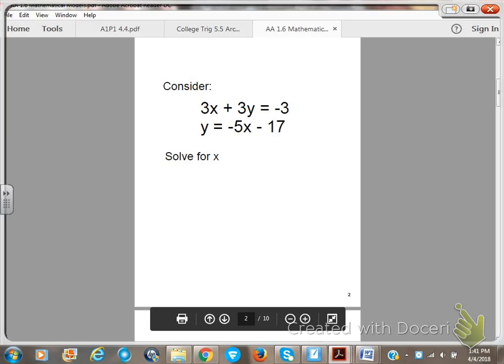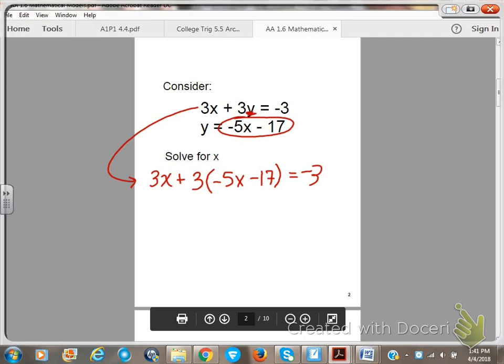One way that we could go about doing this is that this y right here can be replaced with all of that. What that allows us to do is now write this equation as 3x plus, will this 3 right here still be part of the equation? Yes. Instead of the y, what are we going to write down though? And then equals negative 3. At this point, is x the only variable in that equation? Okay, so then this is algebra 1 and you just solve it and get x by itself.